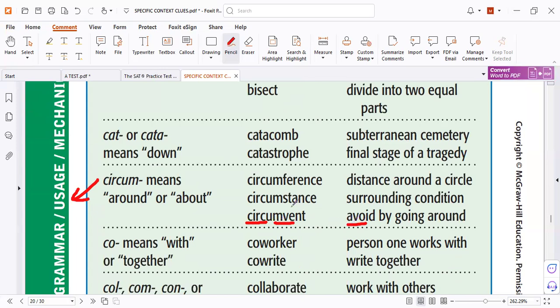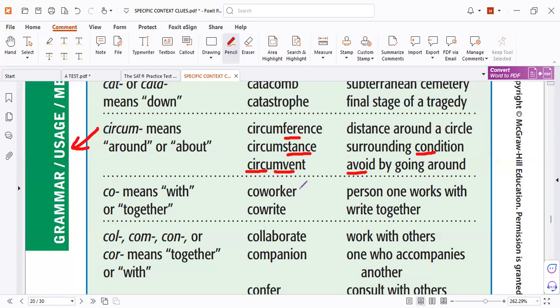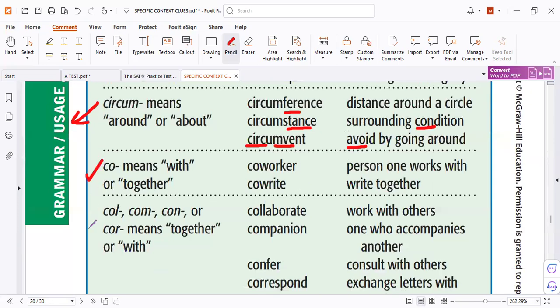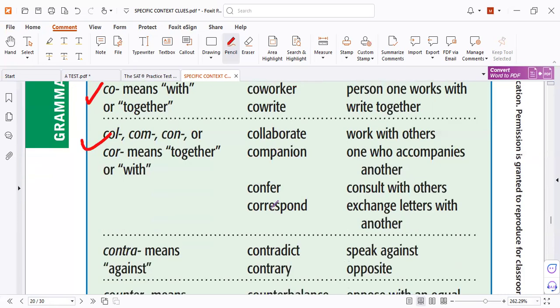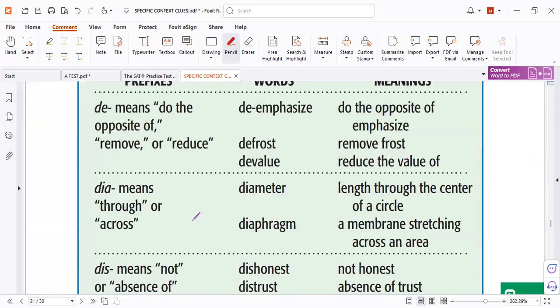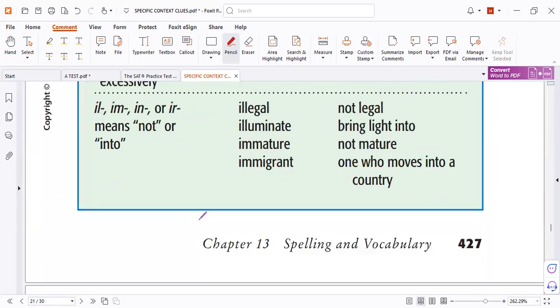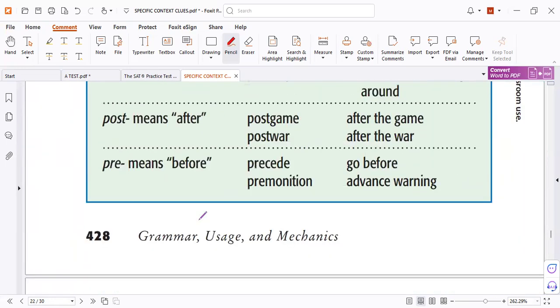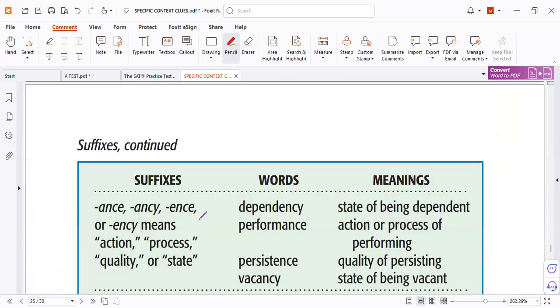Stance means a condition. So surrounding, like circumstances, conditions around you, like your problems, for example. Here, friends, as you know. And the most common ones in words, as you know, collaborate, all of these. That's why here we have a lot. Look, most common ones. So go down and have a look.